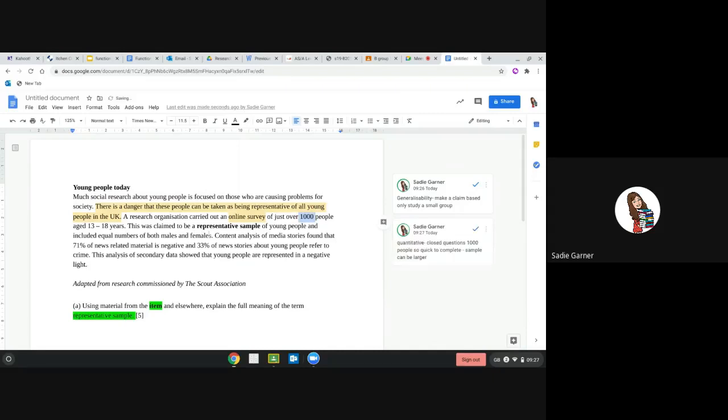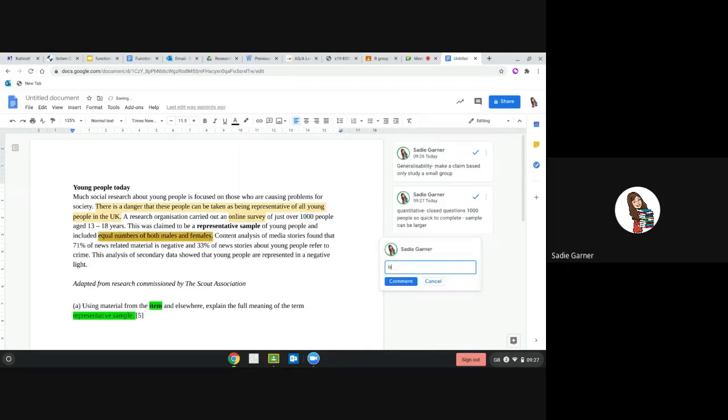Claimed to be a representative sample of young people and included an equal number of males and females. So it is representative, as it accounts for differences in terms of gender. So the argument is actually it is representative because there's an equal number of males and females taking part, so they can account for differences of gender.